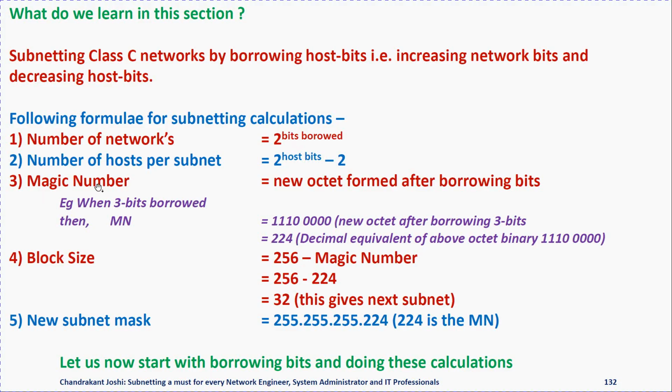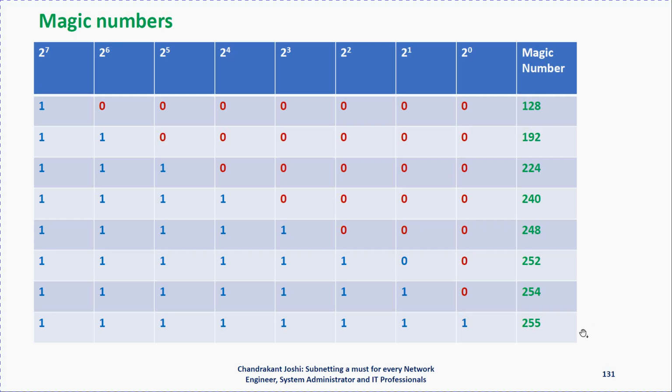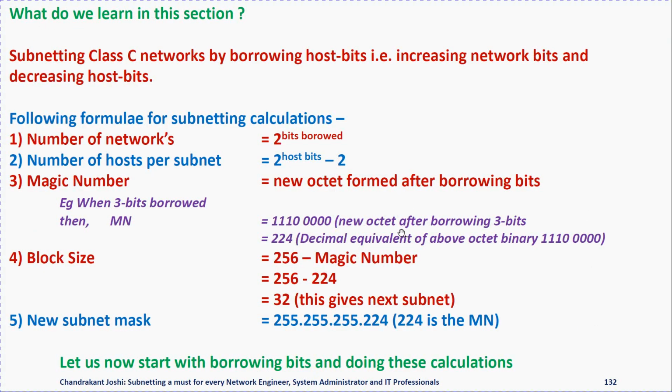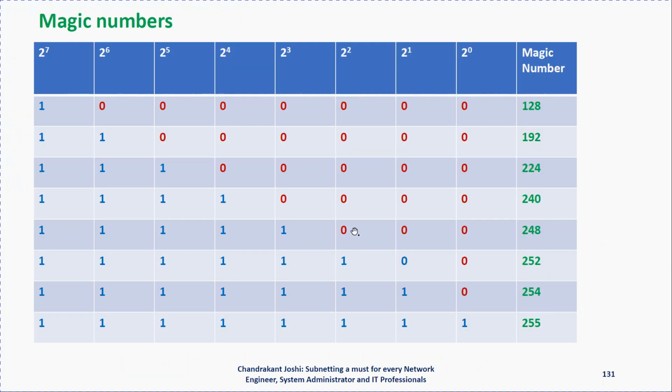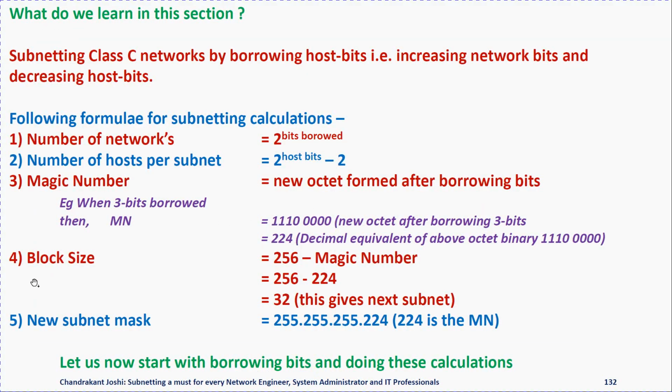Then we need to know about the magic number. Earlier we already saw the magic number, and we are going to make use of it. When 3 bits are borrowed, the magic number is 111 and the remaining 5 bits are 0. So this is the new octet after borrowing 3 bits. This magic number is 224, as this table gives. I just explained it over here once again.